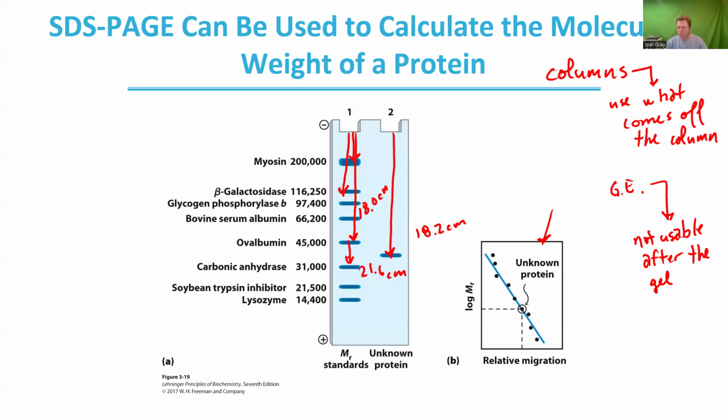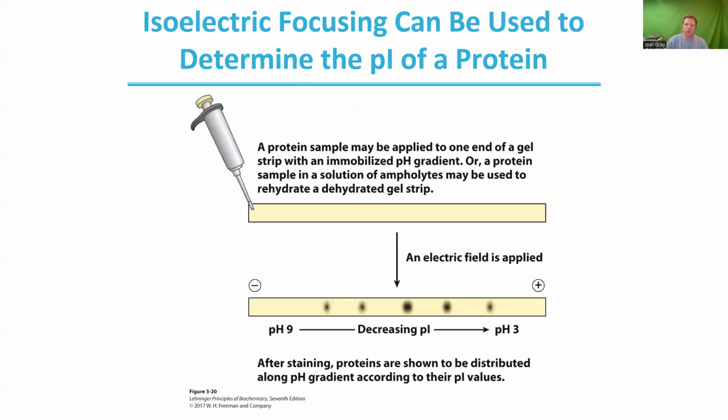Okay, we've got a couple more things that I want to talk about. This technique, known as isoelectric focusing, is going to be able to separate proteins based on their pI, or their isoelectric point. Does anyone remember what is the net charge of a protein at its pI? Just like what is the net charge of an amino acid at its pI?